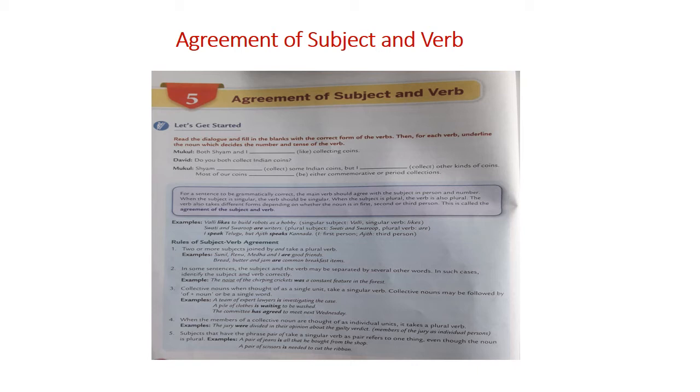Rule 5. Subjects that have the phrase "a pair of" take a singular verb. So if your subject has a pair of, like a pair of trousers, a pair of scissors, then your verb is singular. Example: A pair of jeans is all that he bought from the shop. See, "a pair of" is there, so the verb is singular. A pair of scissors, though the noun is plural, but "a pair of" is there, so the verb is singular.